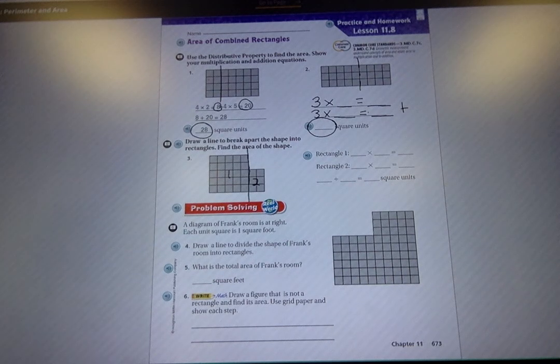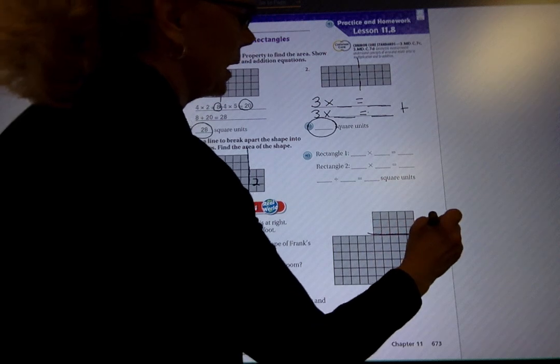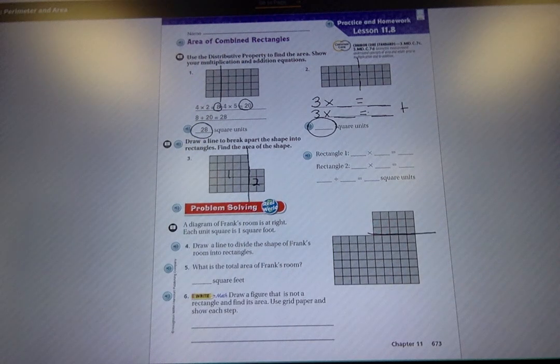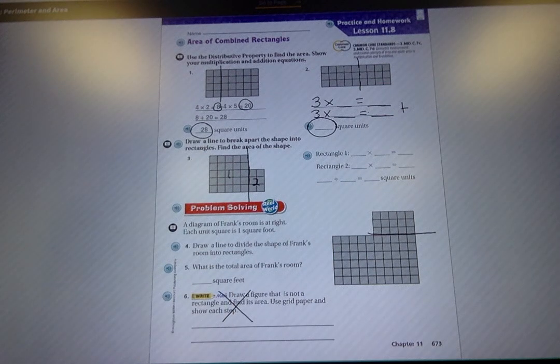Problem solving. A diagram of Frank's room is at right. This is it. I bet this is his closet. Draw a line to divide the shape of Frank's room into rectangles. I'm going to say this is his closet. It's a nice big closet. What is the total area of Frank's room? Blank square feet. If you want, you can challenge yourself to do number 6.